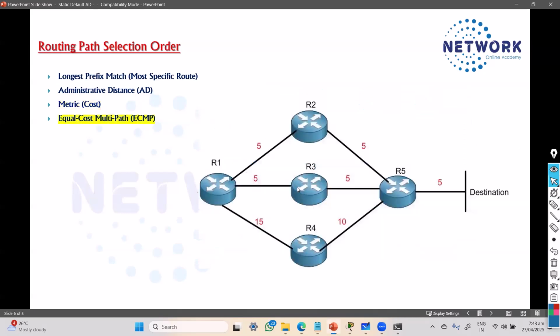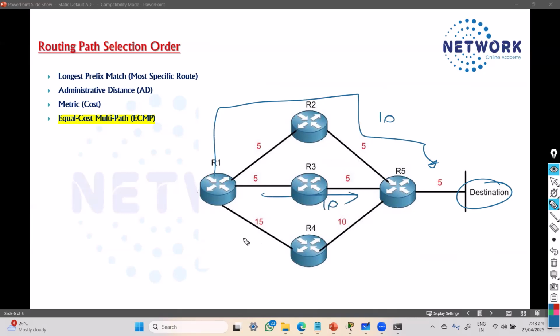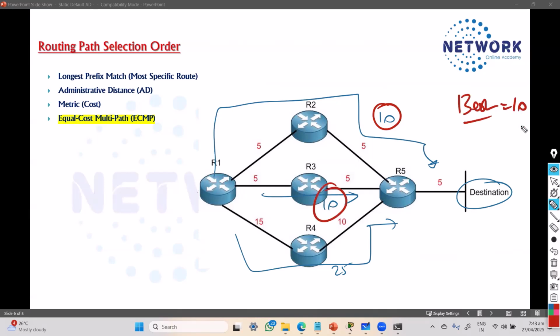Now, what if there is a tie in the cost? You may come across a scenario where you go from this side, the cost is 5 plus 5, 10. The cost is 5 plus 5, 10. And the cost here is 15 plus 10, 25. In this case, these two are the best routes. 10 is the least cost. And assuming all the earlier conditions are tied as well, there is a tie.